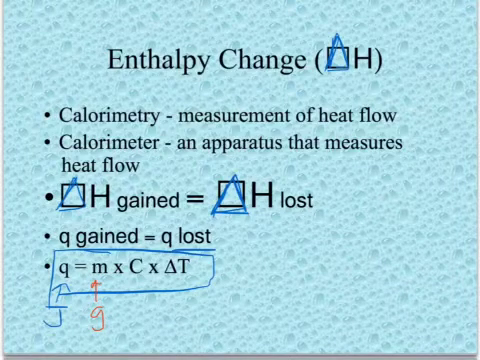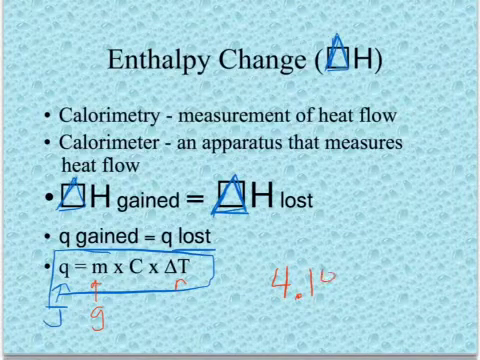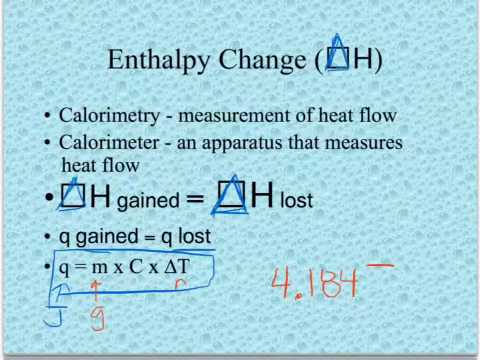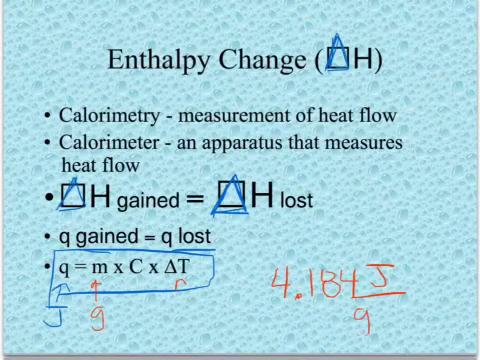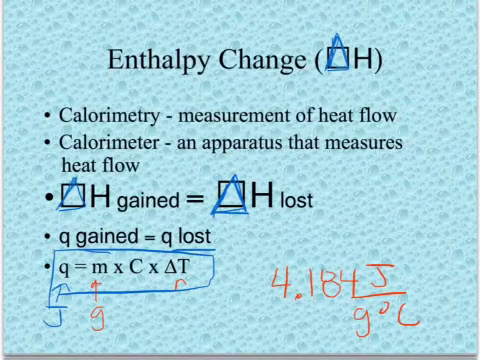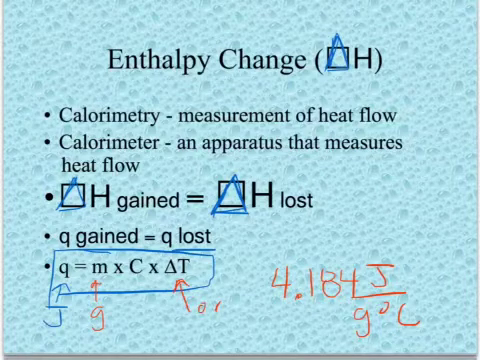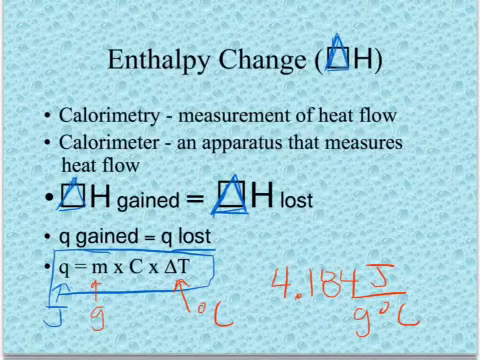And C is the unit for specific heat. The specific heat for water, which is the one we use most often, is 4.184 joules over gram degrees Celsius. And then temperature is in degrees Celsius. So what's nice is when we do the problems, we see the grams will cancel with the grams in the specific heat, and same for the degrees Celsius.